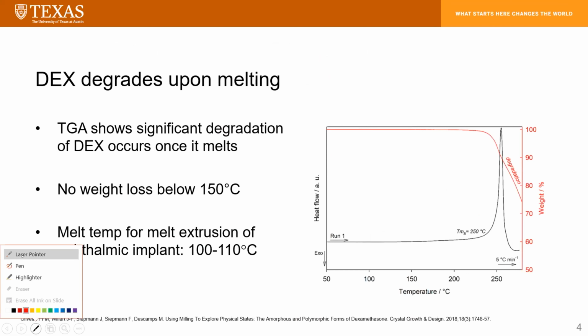When we run the TGA, because we're using a melt extrusion process, we realize dexamethasone, once it melts, will degrade. The good thing is PLGA has a very low glass transition temperature, so we can run the extrusion process around 100 degrees C. At that temperature, dexamethasone is very stable.